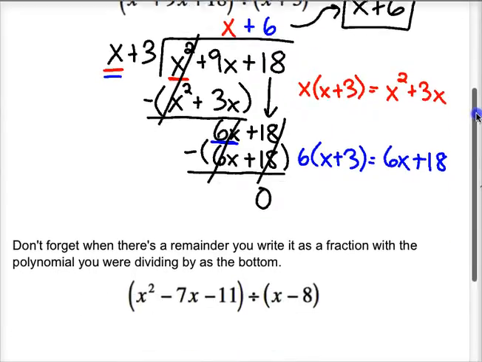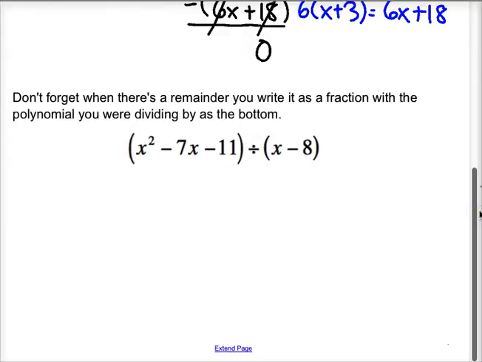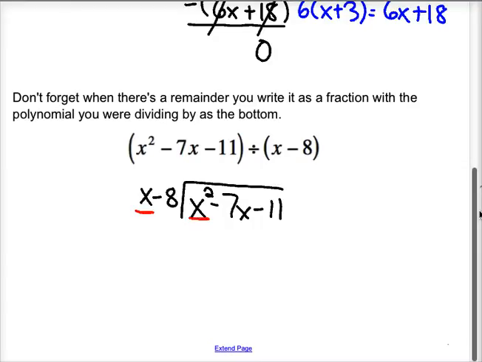Now let's take a look at an example that has a remainder. So it starts the same way. I take what I'm dividing by and put it on the outside. Then I take what's being divided and put it inside. And now I start my cycle. I need to see what I can multiply this x by to cancel x squared. Well, x times x is x squared. So I'm going to take that x and multiply that whole thing by it.